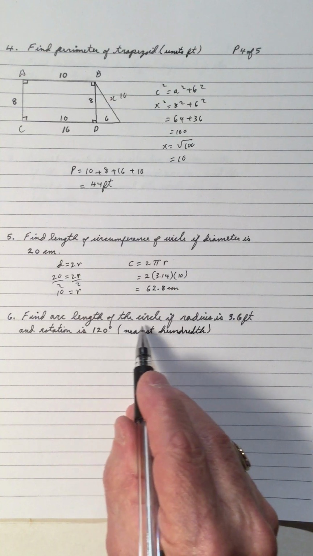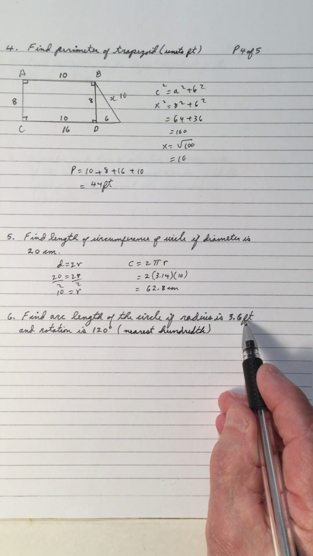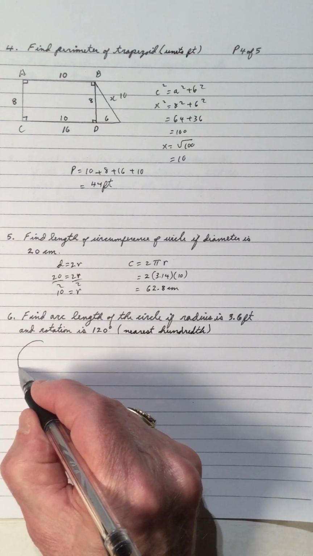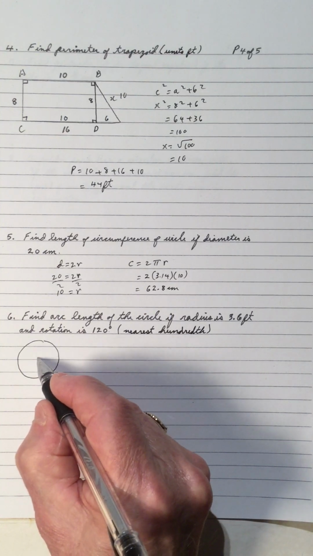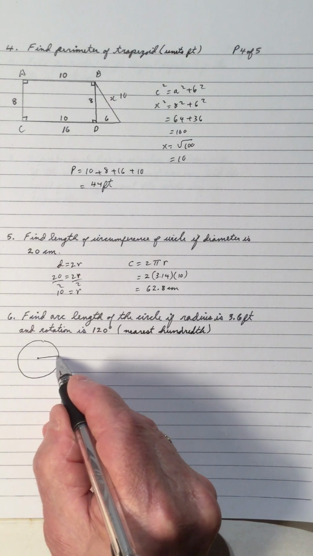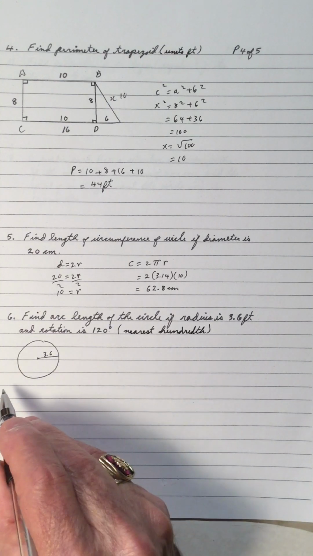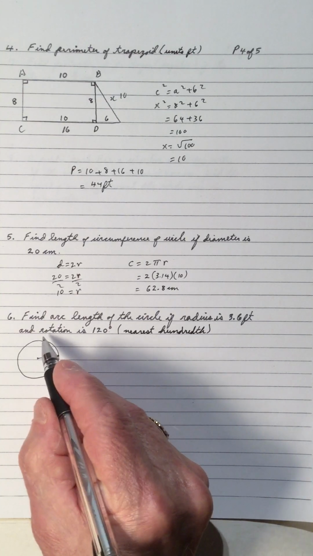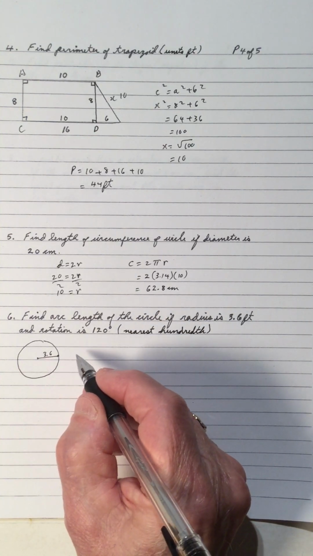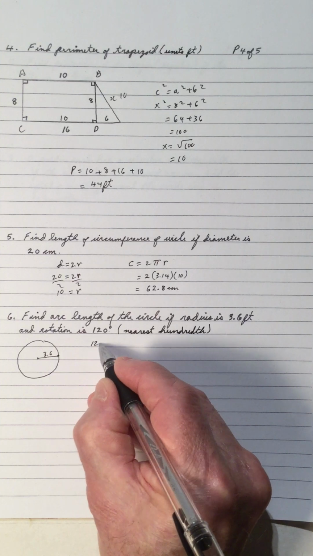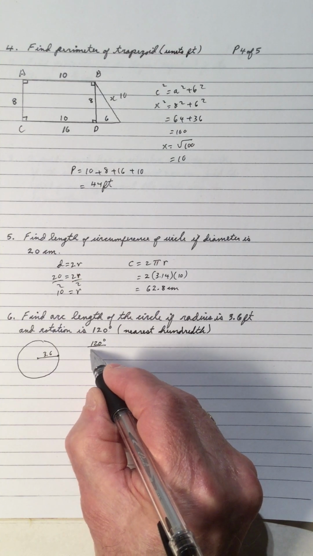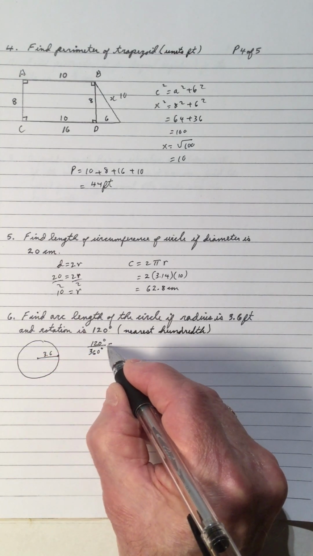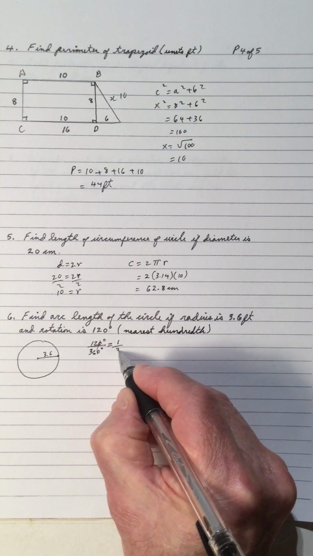Number 6, find the arc length of a circle if the radius is 3.6 feet and the rotation on the circle is 120 degrees. So what we're talking about is a circle like this. Here's the center, and it has a radius of 3.6. And if you go 120 degrees from here, right around, so let's say 120 is 1/3 of this. So we have 120 degrees out of 360. All the way around a circle from here right around is 360 degrees. So reduce that down, you get 1/3.